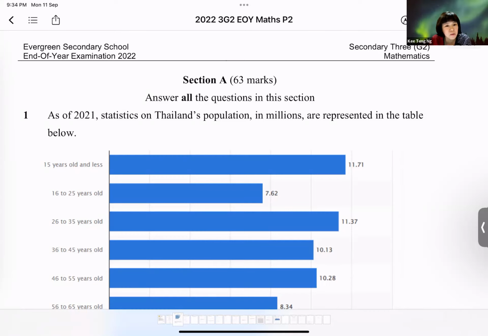Now, in this part of today's video, we're going through Evergreen Sec 3 G2 2022 Paper 2. So without further ado, let's begin with some of the answers.